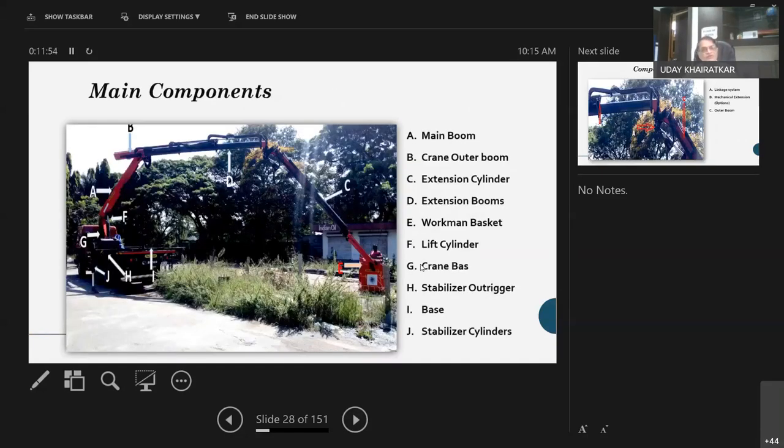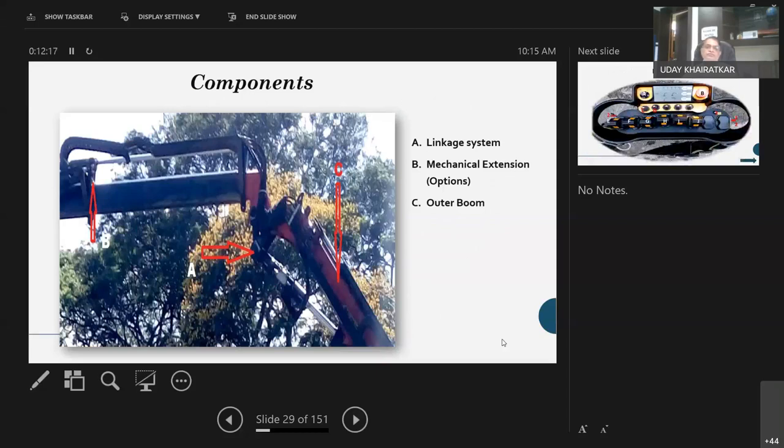This is a small introduction on the equipment that we are possessing. The main boom is there, crane outer boom is there, extension cylinder is there, extension booms are there, workman basket. This is the place where the engineer and the operator sits. The crane base is there, stabilizer outrigger is there, base is there, stabilizer cylinder is there. So further, there is a linkage system, mechanical extensions, and outer boom.